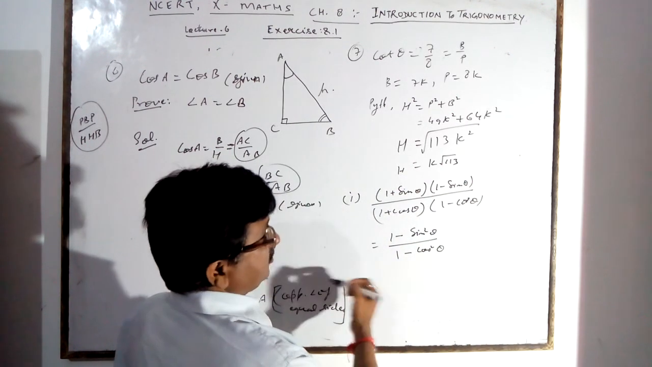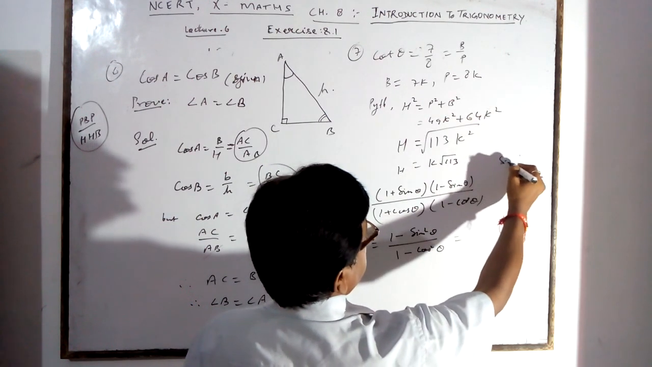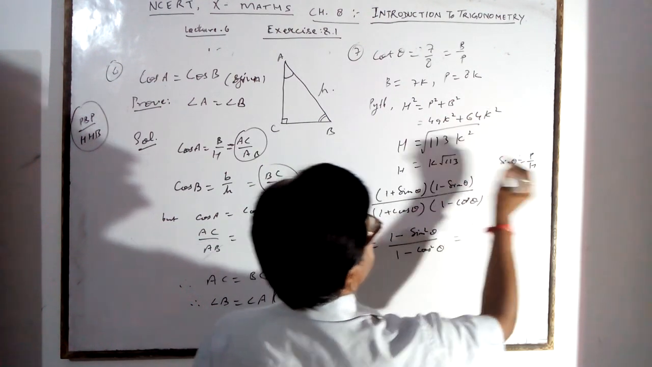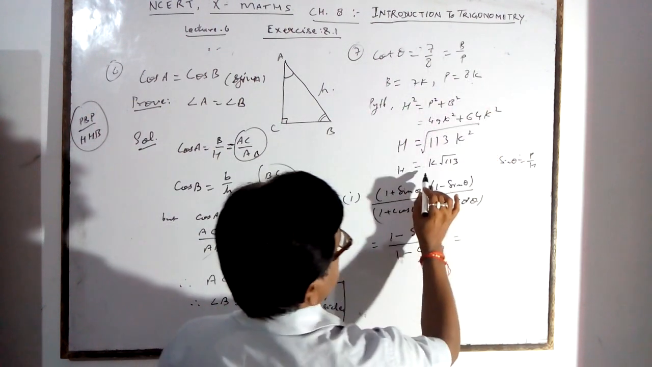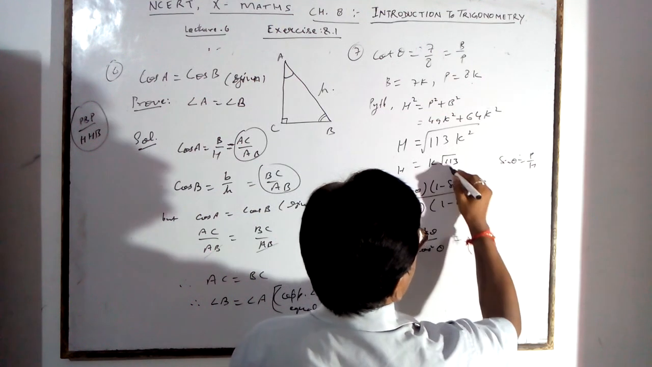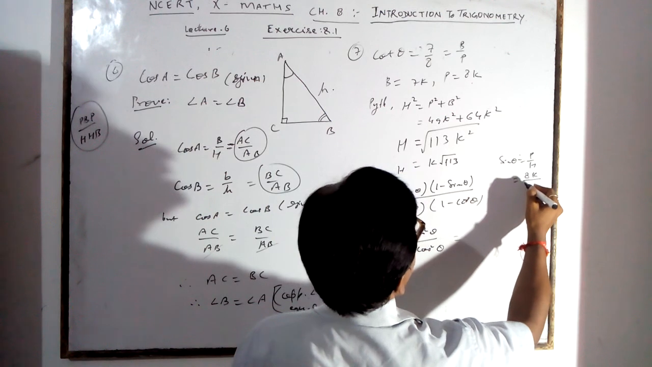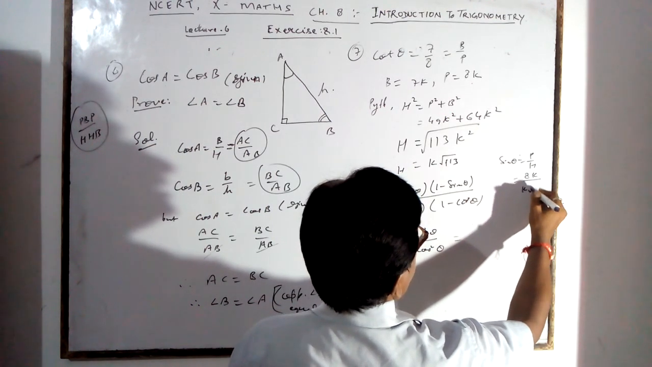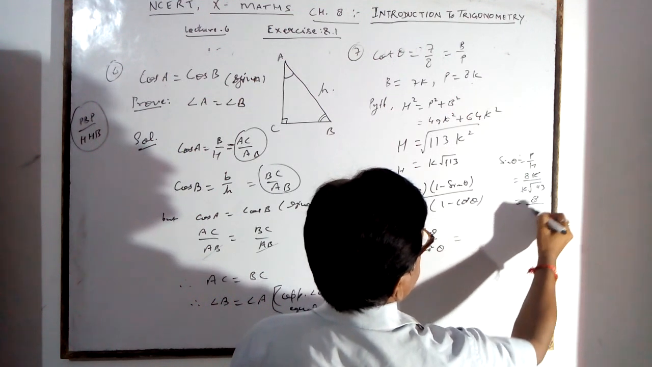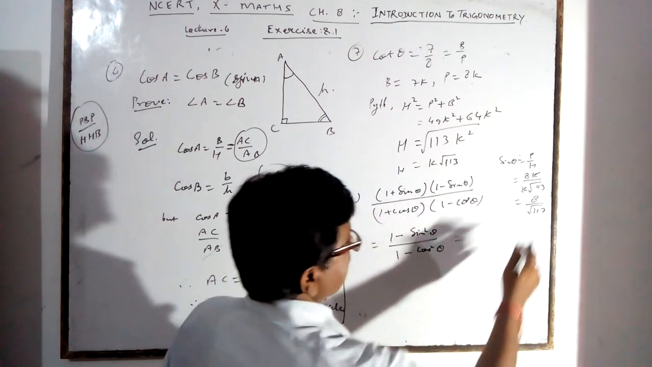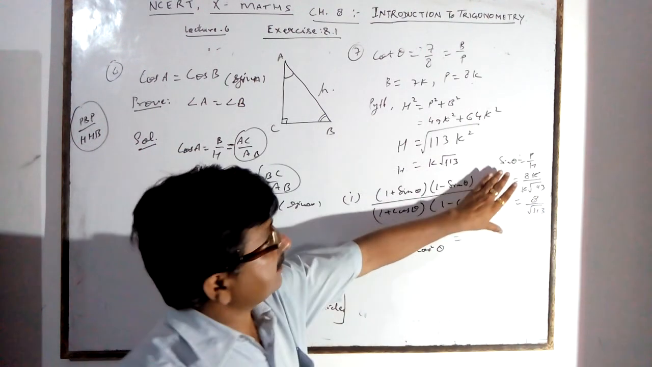So here what are you getting? Put the values. What is the sin theta? Find out sin theta. Sin theta is equal to P by H. What is the P? 8k. 8k upon k under root 113. So k cancelled. What are you getting? 8 upon root 113. It is your sin theta.